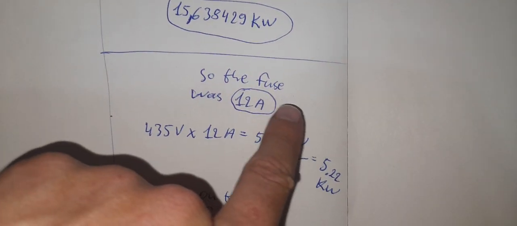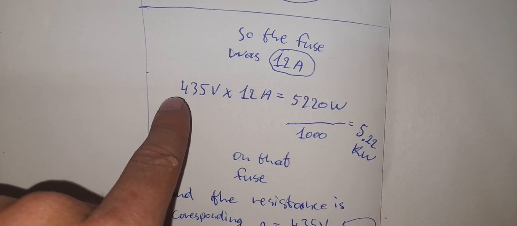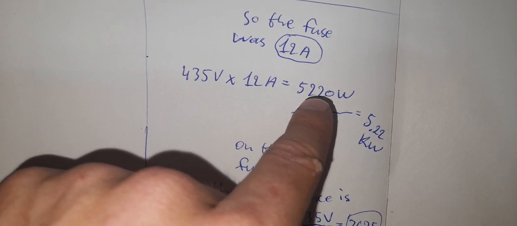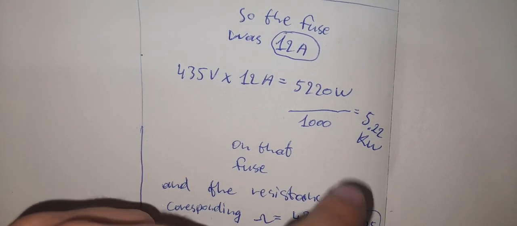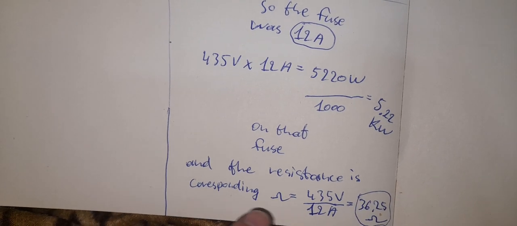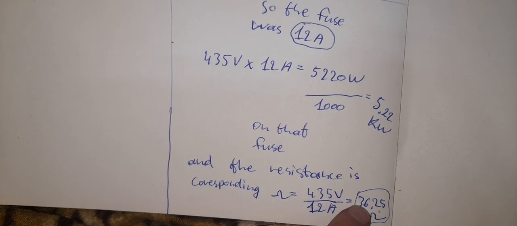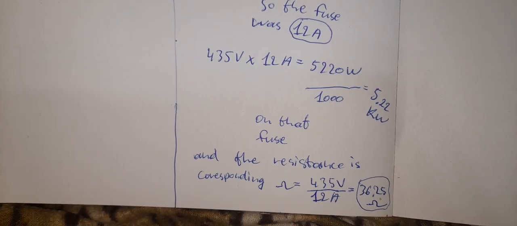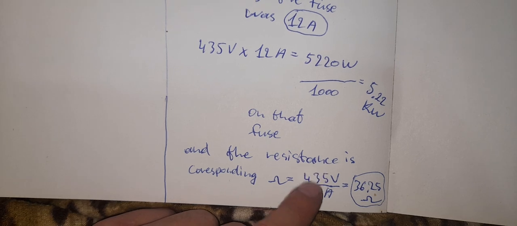So the fuse was 12 amps. 435 volts times 12 amps equals 5220 watts, divided by 1000, 5.22 kilowatts on that fuse, and the resistance corresponding in ohms is as below: 435 volts divided by 12 amps, 36.25 ohms for that 12 amps. That is for that working voltage.